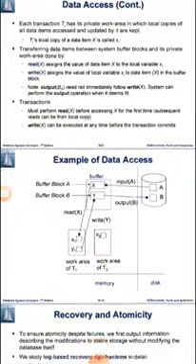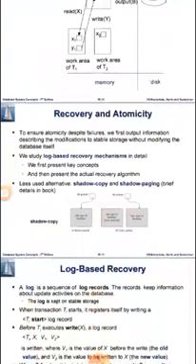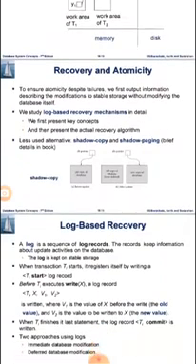For example, data access, how to use it. In the buffer area, input A is stored in X and B is stored in Y. First read the X element and write, then read the B element and write into Y. Okay. Then recovery and atomicity. To ensure atomicity despite failures, we first output information describing the modifications to stable storage without modifying the database itself. That means log-based recovery mechanisms, how they work.